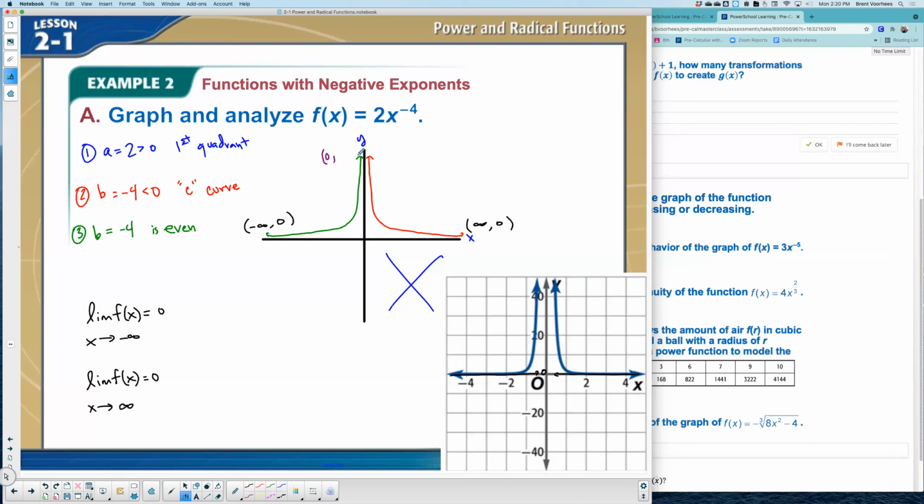And the y value, since it's going up, what y value is it approaching? Positive infinity. Okay, and what about on this side? What x value is it approaching? 0. What y value? Okay, so that will make up our 4 limits.